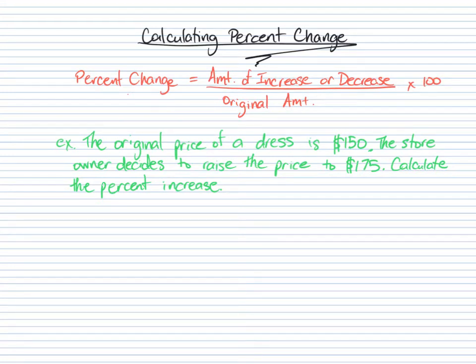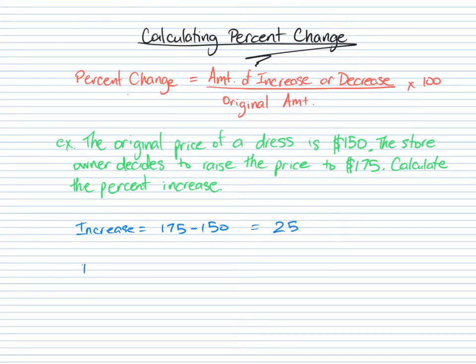All right, so the percent change is the amount of the increase or decrease. So it's increasing. 175 minus 150 is the increase. So we need that. So let's just go ahead and work that out first. It's a super easy calculation. The dress price has increased by 25.